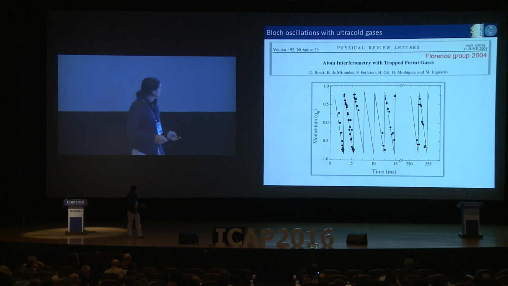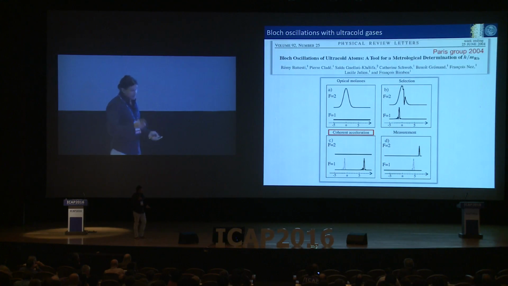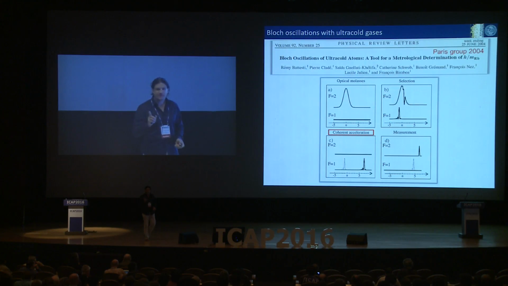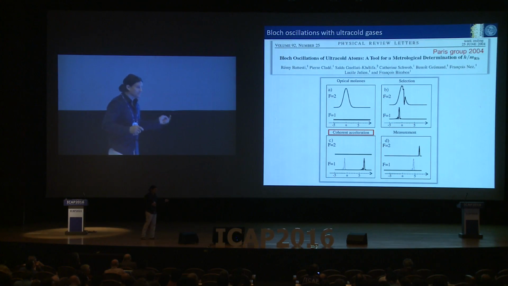Bloch oscillations were used for one of the most spectacular matter wave experiments, actually using cold atoms for something useful, which is measuring the fine structure constant. And Jerry Gabriels alluded to these experiments, actually for preparing the system for coherent acceleration by the Birabin group in Paris.